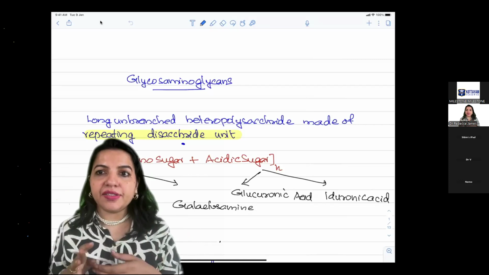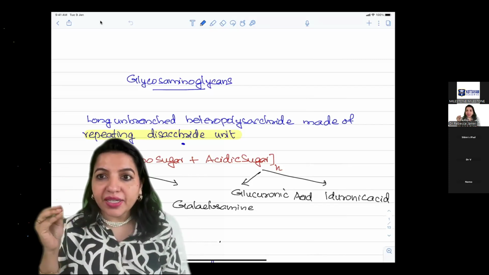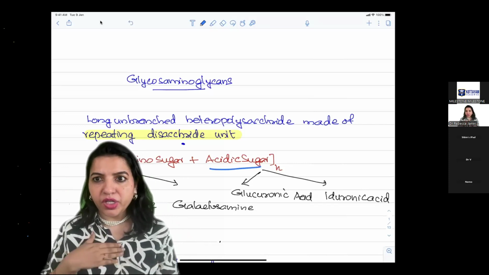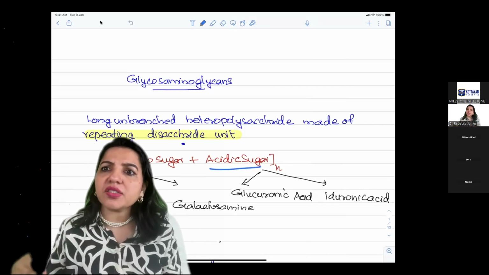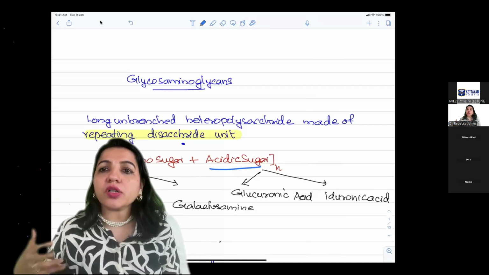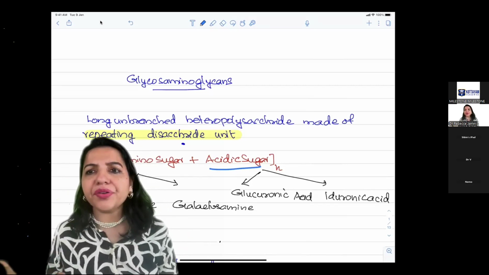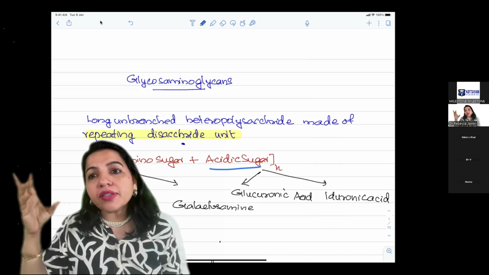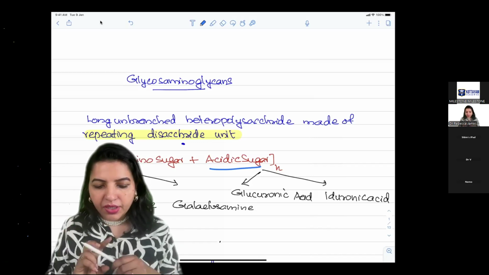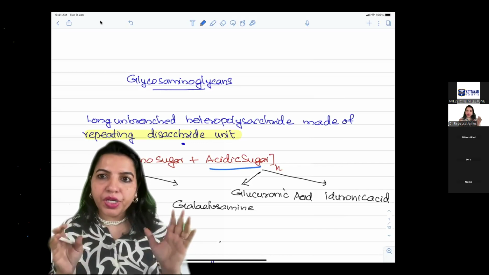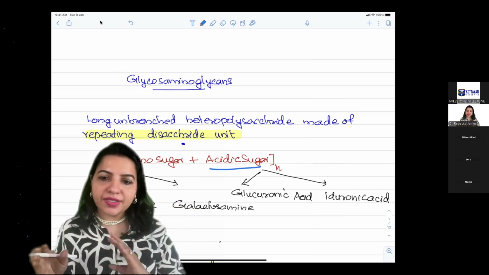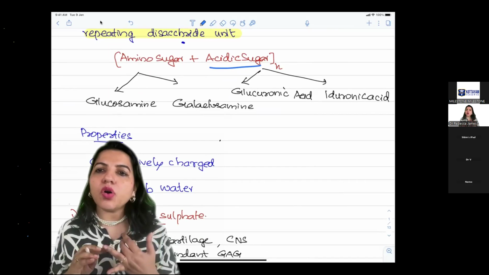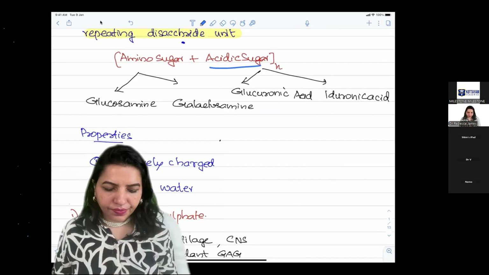Then what is an acid? The second component is an acidic sugar. Acidic sugar means when glucose is oxidized, or fructose is oxidized, or any carbohydrate is oxidized, the corresponding sugar acid is formed. So that is called the acid. That is, glycosaminoglycan is made up of amino sugar plus an acidic sugar. The acidic sugar can be glucuronic acid or iduronic acid.